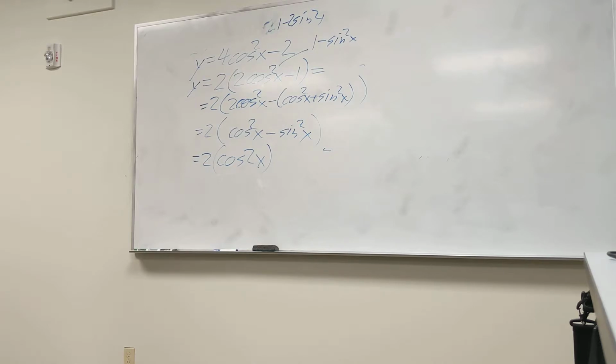Yeah, so if you have that solved, I could take this and rewrite it in different ways, right? So sine squared u is actually 1 minus cosine squared u, so this would be 1 minus 2 times 1 minus cosine squared u, which would be 1 minus 2 plus 2 cosine squared u, which is 2 cosine squared u minus 1.